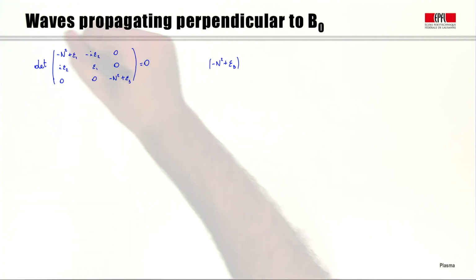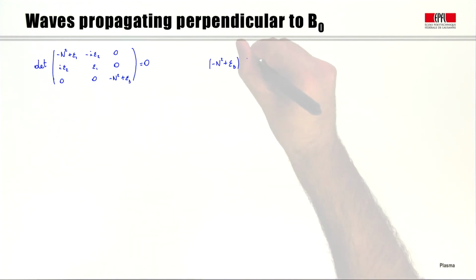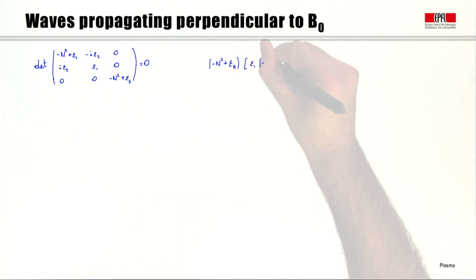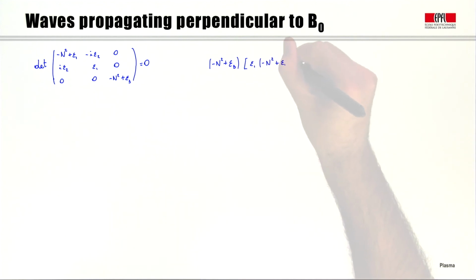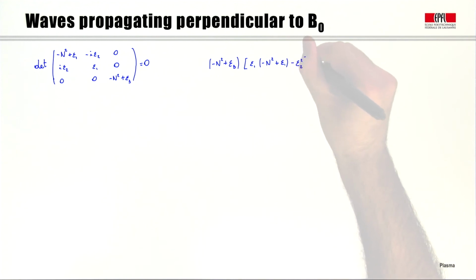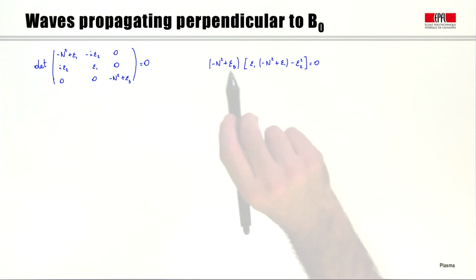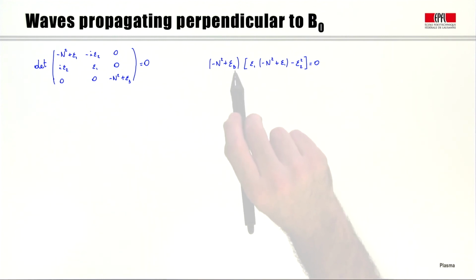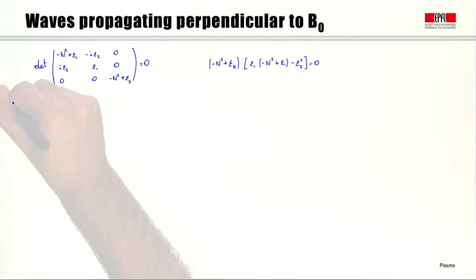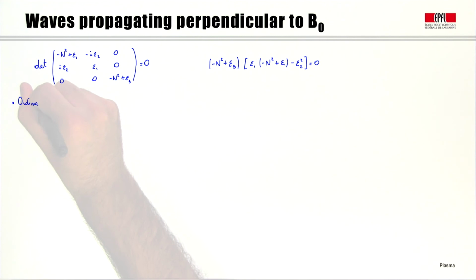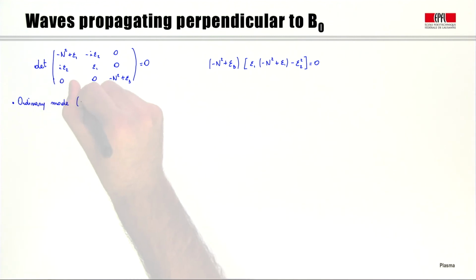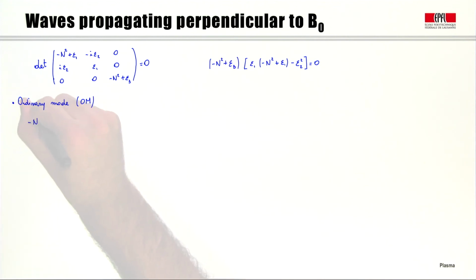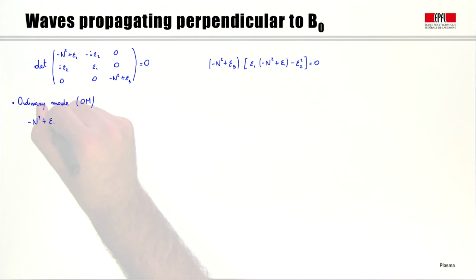which can be written as the product of this term here times the determinant of the 2 by 2 matrix up here equal to 0. Okay, here too we have two possibilities. The first one is that minus n squared plus epsilon 3 is equal to 0. This is the ordinary mode, which we will denote with OM, for which therefore minus n squared plus epsilon 3 is equal to 0.